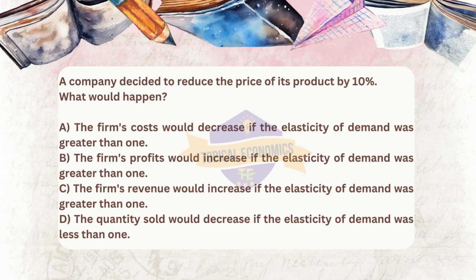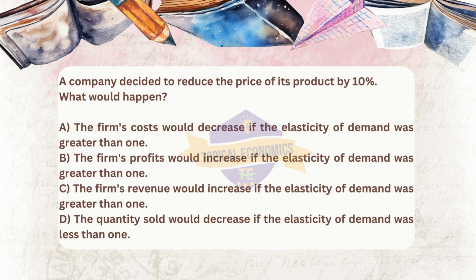Proceeding with question 26. A company decided to reduce the price of its product by 10%. What would happen? A. The firm's costs would decrease if the elasticity of demand was greater than 1. B. The firm's profits would increase if the elasticity of demand was greater than 1. C. The firm's revenue would increase if the elasticity of demand was greater than 1. D. The quantity sold would decrease if the elasticity of demand was less than 1. This question is from year 2015 October-November version 1 paper.